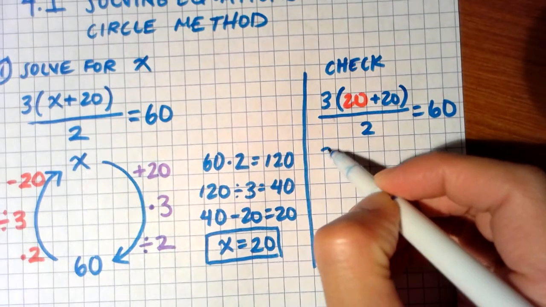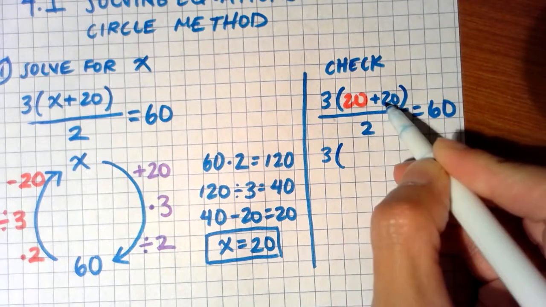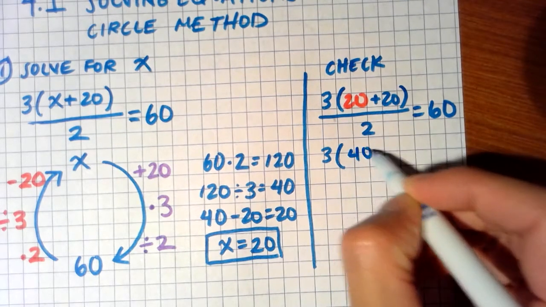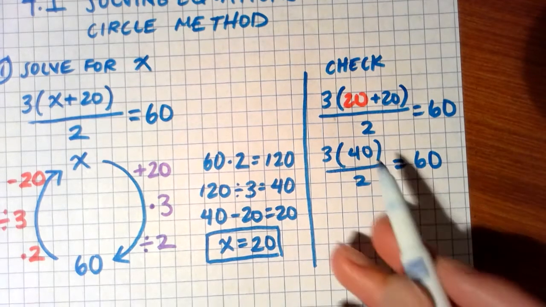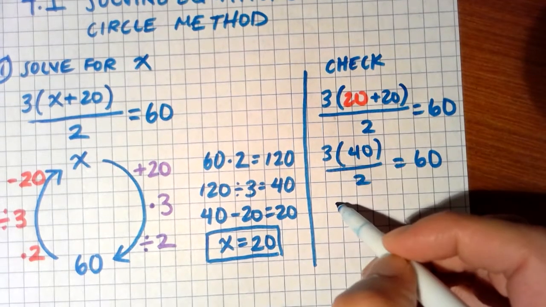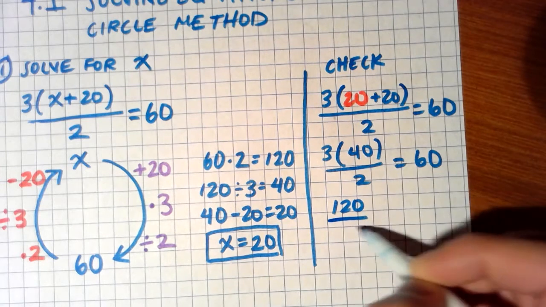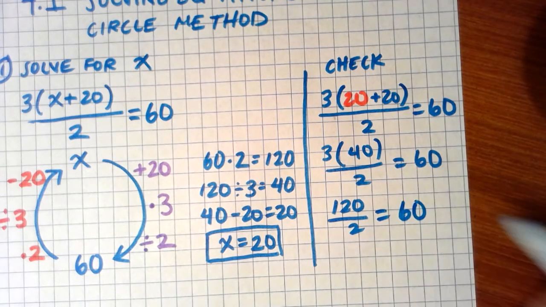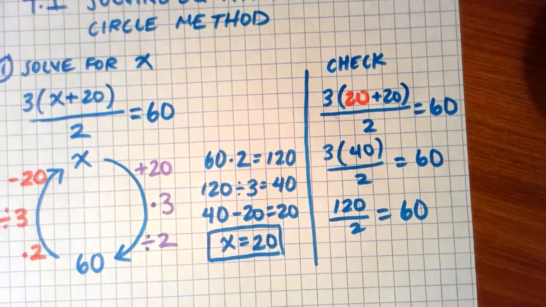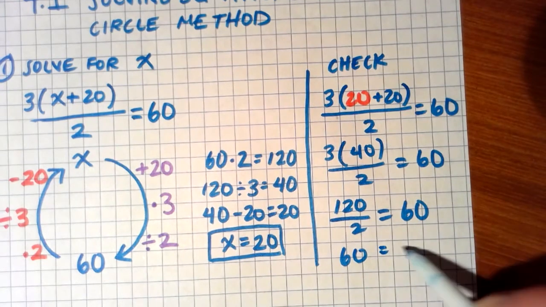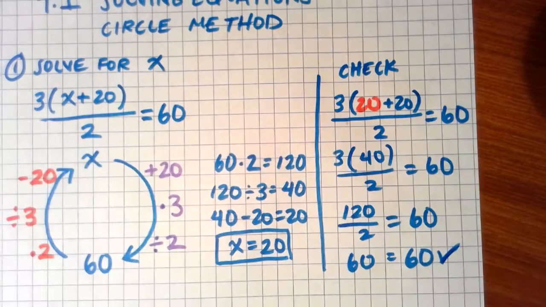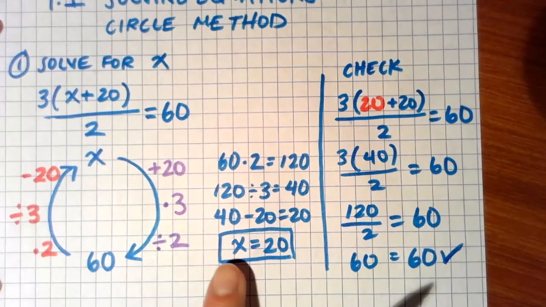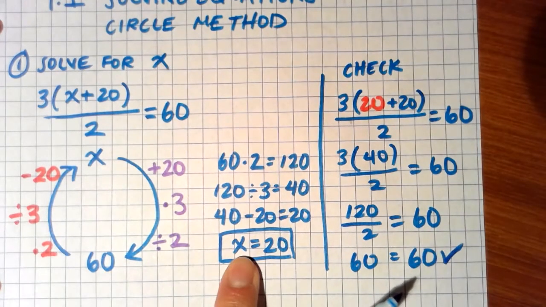So I'd have 3 times (20 plus 20, which is 40), all of that divided by 2 is equal to 60. 3 times 40 is 120. Divided by 2 is equal to 60. 120 divided by 2 is 60, and 60 is equal to 60. That's a true statement. So I know that yes, 20 is the correct value for x for the equation to be true.